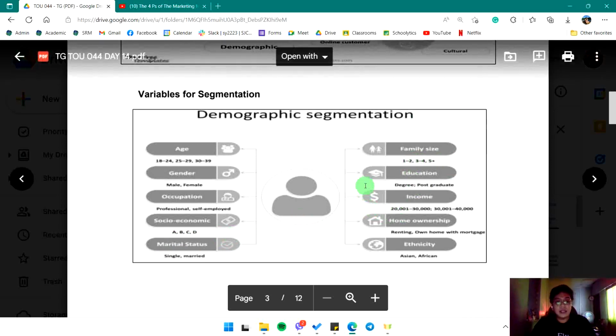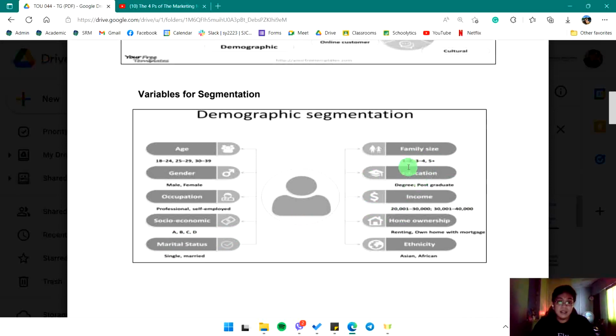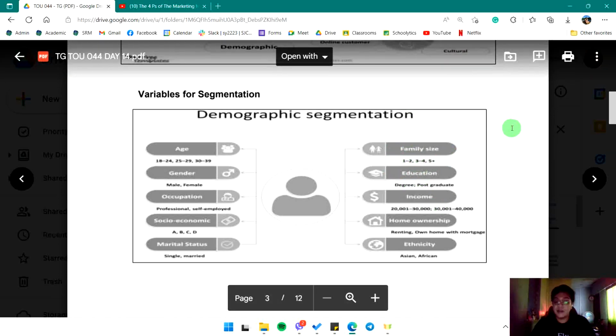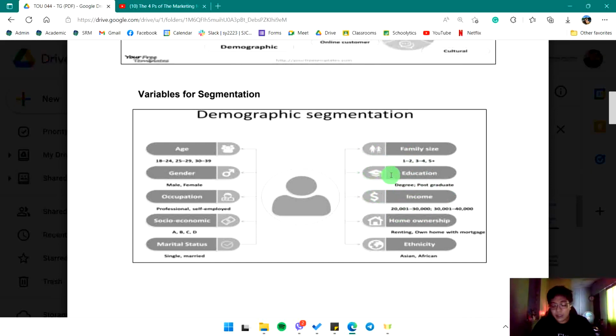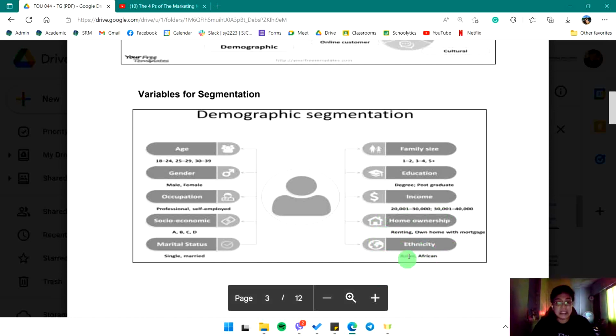Family size, kung gano'ng kadami ang tao sa pamilya nila, kung dalawa lang ba silang nasa pamilya, or nasa 3 to 4, or 5 and above. Educational attainment, nandyan yung senior high school degree, or college degree, or meron silang master's or doctoral degree. Income generated by the person, this can be in terms of monthly income or annual income. And then home ownership, kung nagre-renta sila ng bahay, ethnicity, Asian, African, kung anong klaseng race man yan.